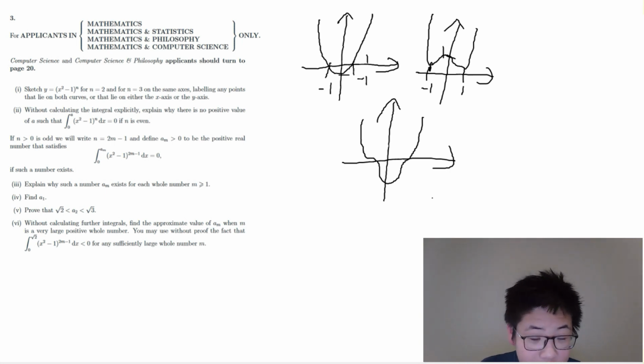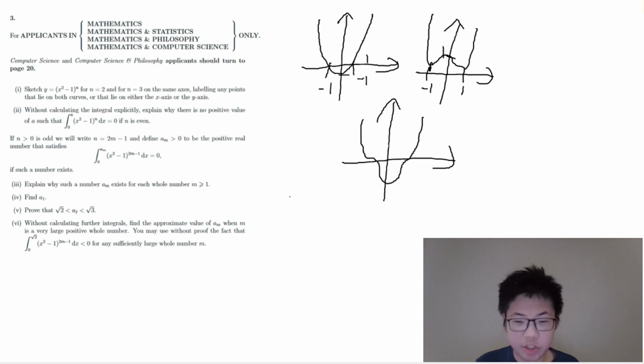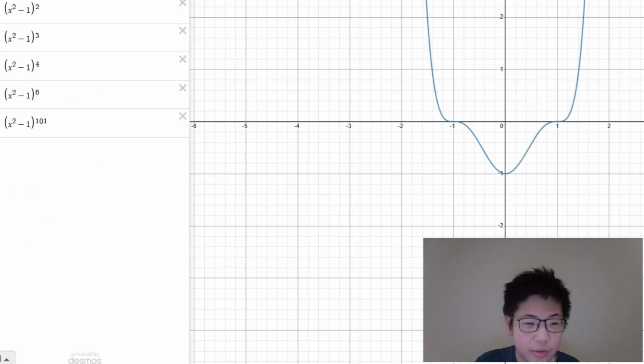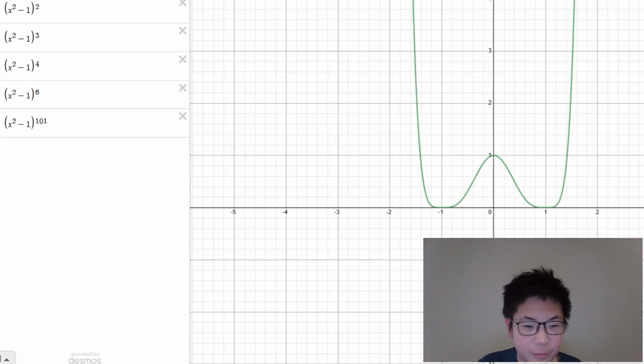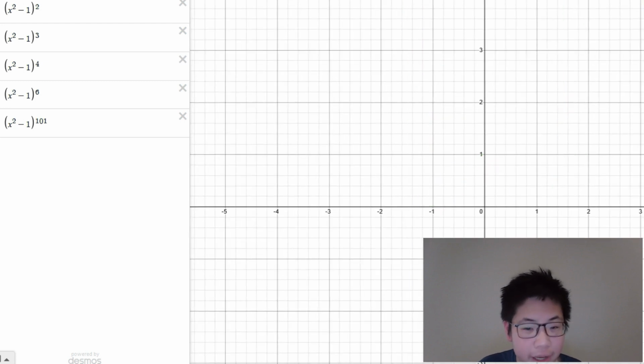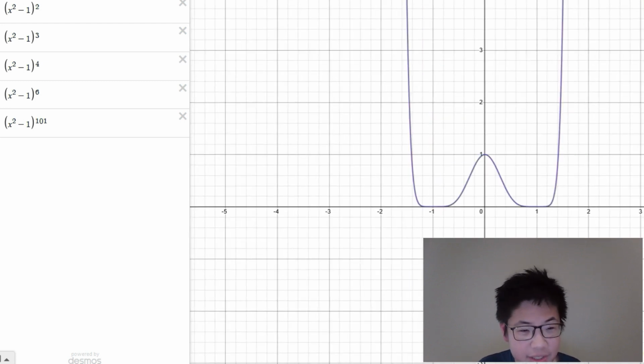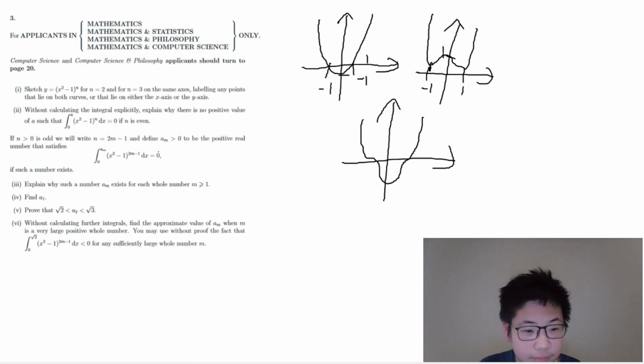Without calculating the integral explicitly, explain why there is no positive value. The reason why there is no positive value such that this is 0 is because the graph's always above 0. Therefore, the integral will always be positive. Take (x squared minus 1) to the power of 4, positive all the way around. (x squared minus 1) to the power of 6, still positive, and so on and so on.